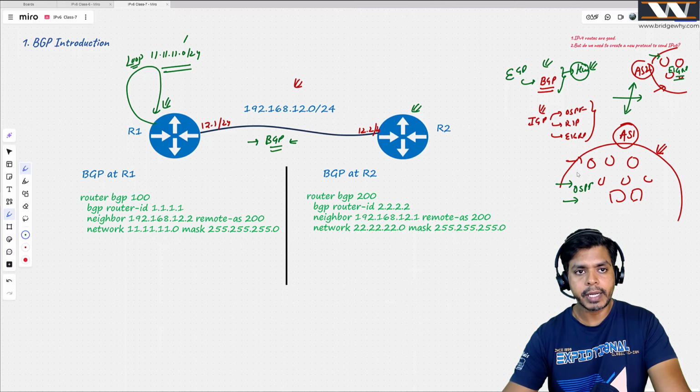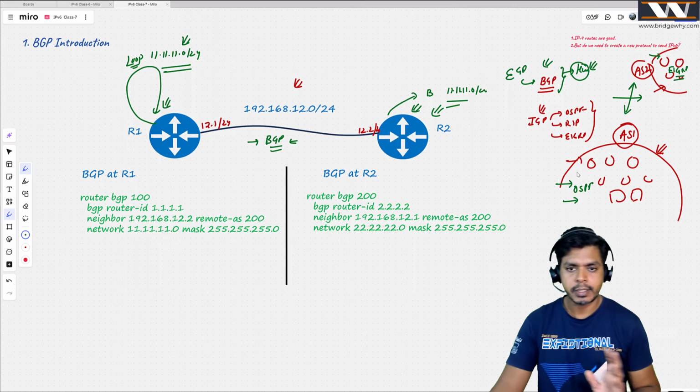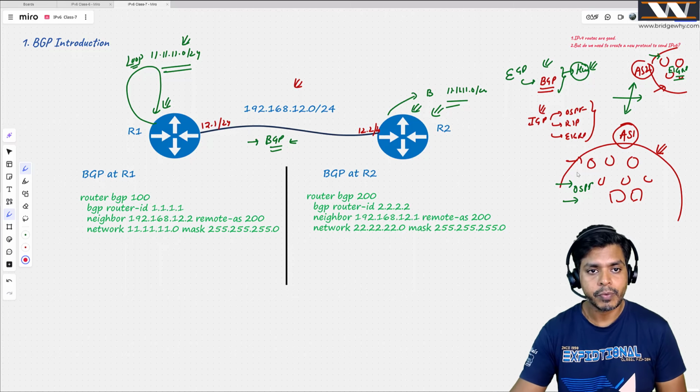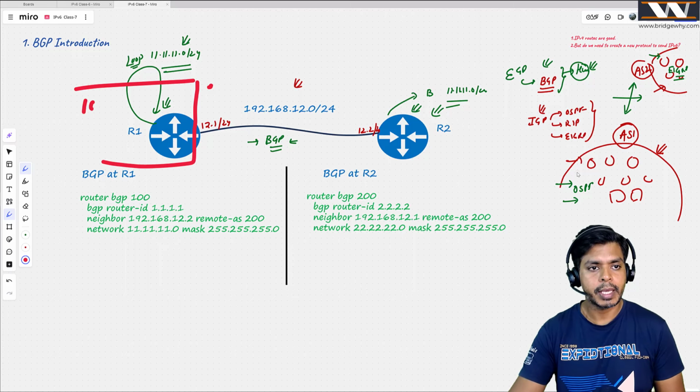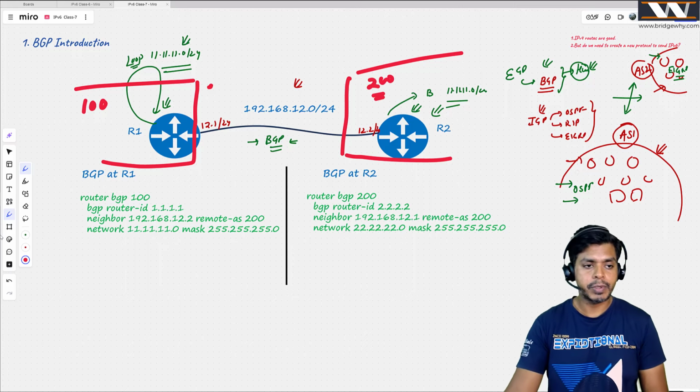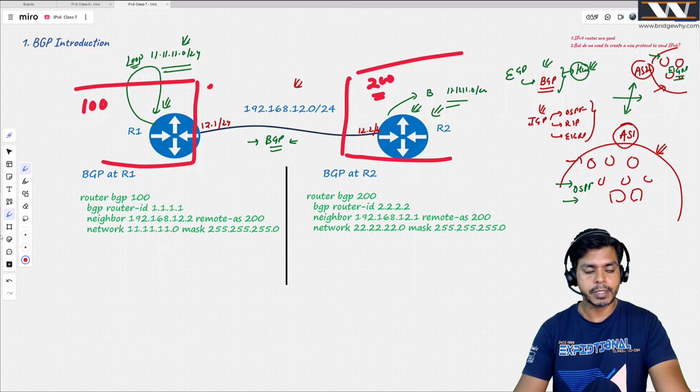And then I want to advertise this network so that R2 can learn a BGP route, which is 11.11.11.0/24. This is the whole sole agenda. So the configuration piece is really, really simple. As I mentioned, BGP is a protocol between autonomous systems. So we have two different autonomous systems here. We have AS 100, and R1 belongs to autonomous system number 100. And we have another one, which is 200. And we are running BGP between two different autonomous system numbers, right?